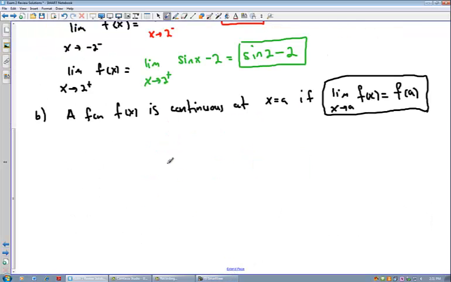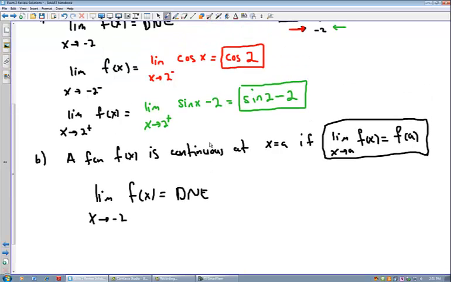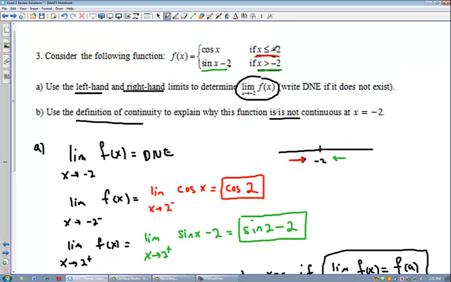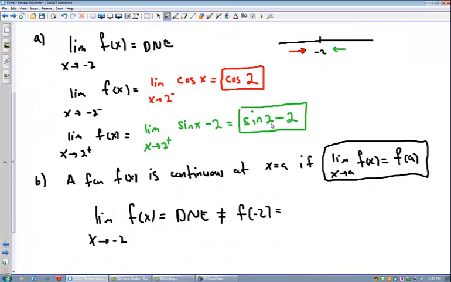And so what we can say is that the limit as x approaches negative 2 of f of x, well, we already concluded that this does not exist. It did not exist because these two numbers here were different. So the limit from the left and the limit from the right don't agree, so it's not equal to the actual value f of negative 2. And you can even figure out f of negative 2 by looking at the original function. If x is negative 2, then you use cosine of x.